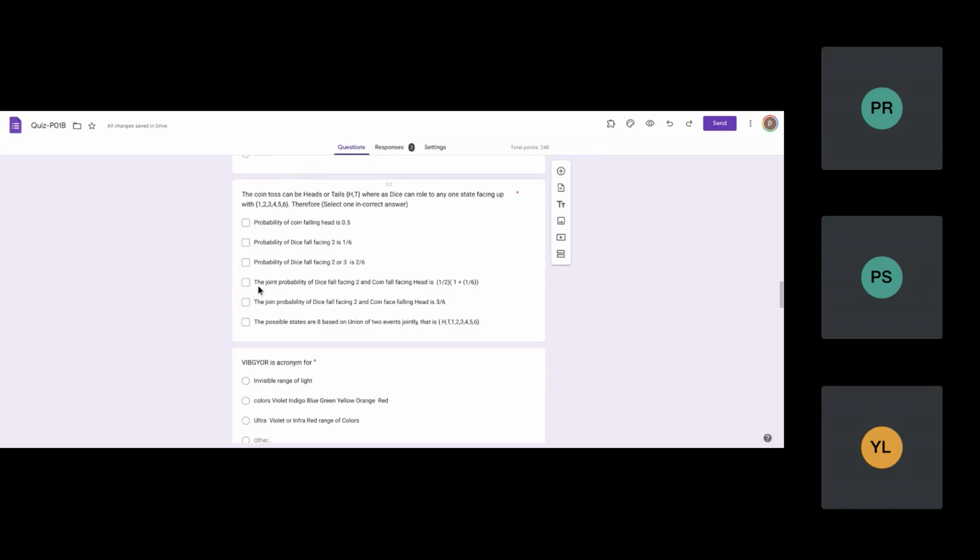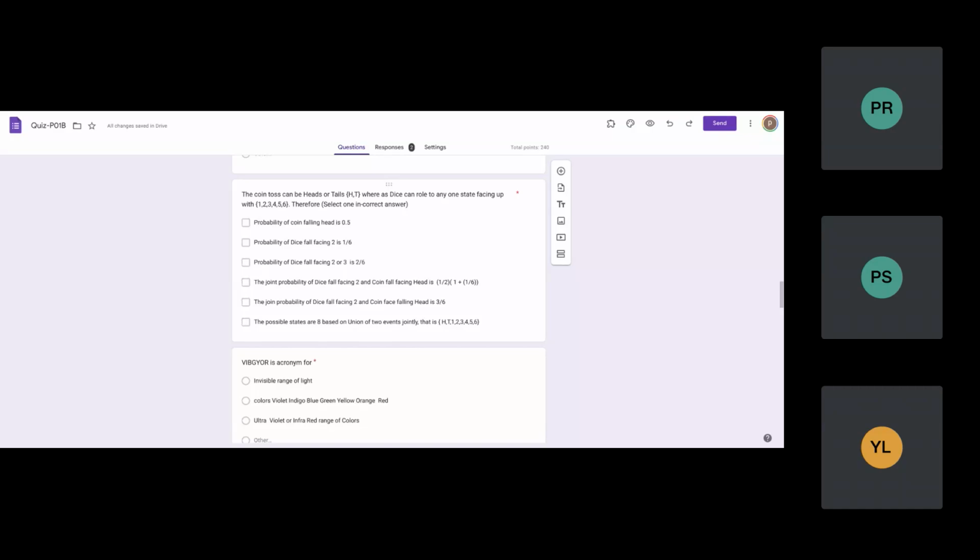When we take a joint probability, it is a multiplication, right? If it was left at 1 by 2 into 1 by 6, we would have said yes, this is right. But this is not. So this is one incorrect. There are other incorrect ones also, but I have just said select one incorrect. The other one, joint probability of the dice facing 2 and the coin head is 3 by 6, is also not correct, I think. Yes, this also is not correct.